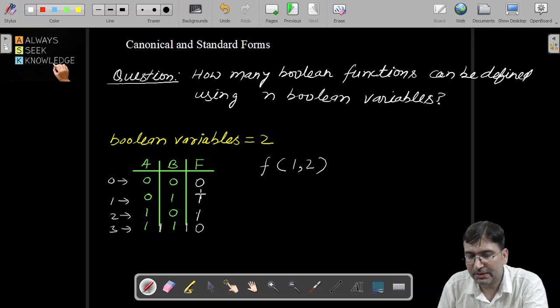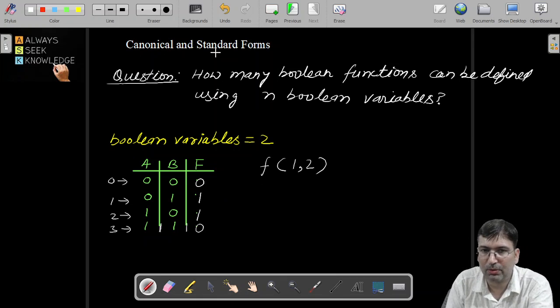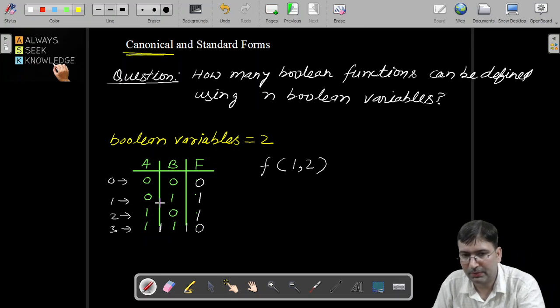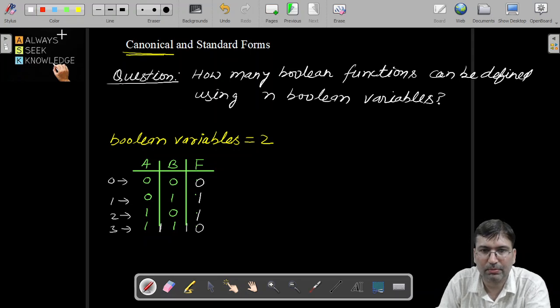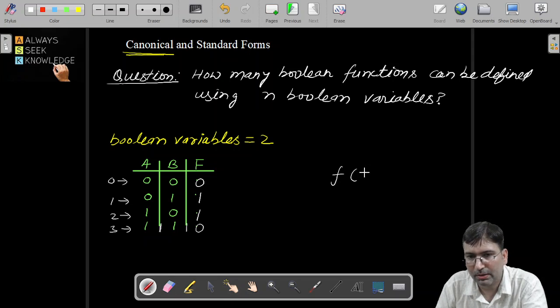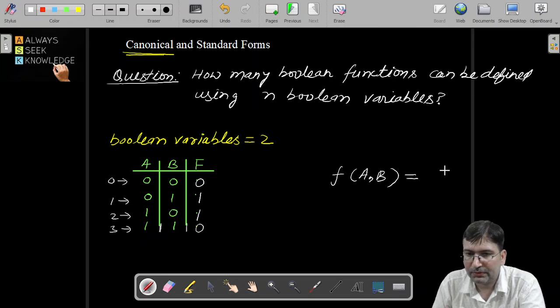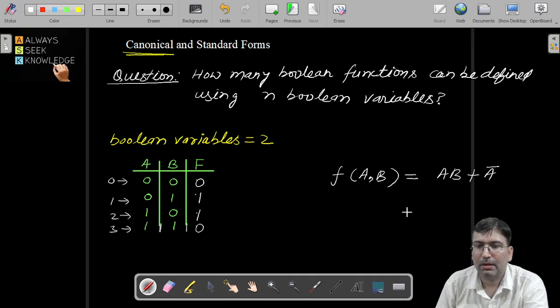Now there are two ways to represent this thing. As I'm saying, we are discussing canonical and standard form. So what is canonical form actually? If I'm representing a function in Boolean form, let's say you consider I'm taking a function f over variables a and b, defining this function, and I'm writing it like a, b, or let's say a bar.